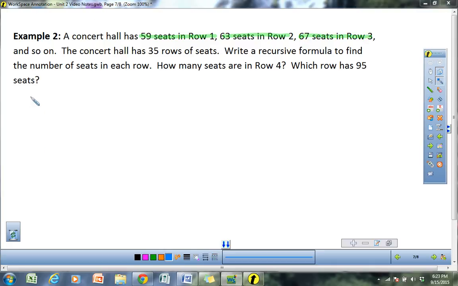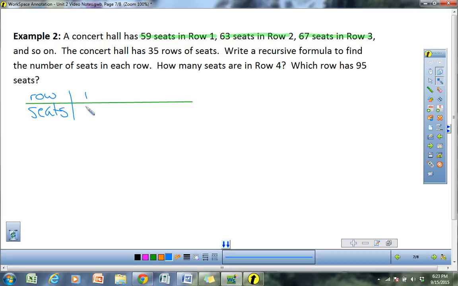So I'm going to actually make a table to get started. So row, that's a bad line. Let's try that again. Let's get a little fancy and actually use a line. I can't draw a straight line apparently. Row, and then the number of seats.